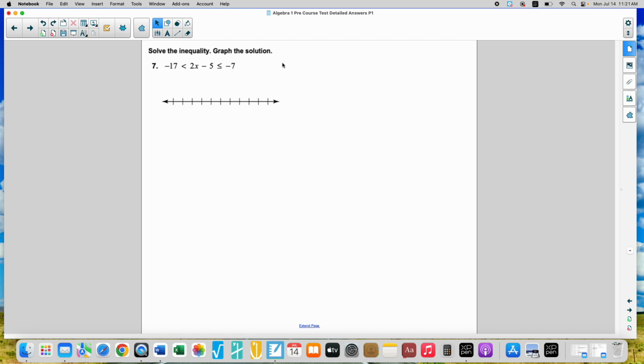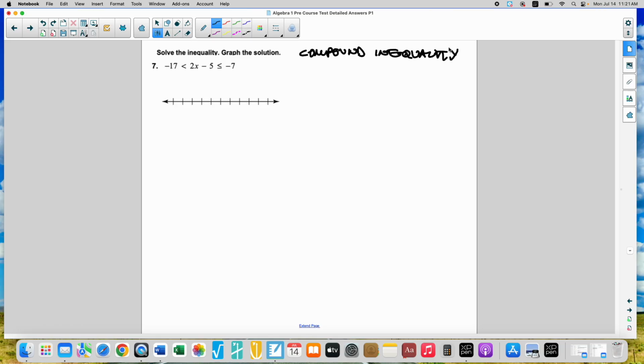Okay, so this is a compound inequality. And these are less than, so it's going to be an and. So we have negative 17 is less than 2x minus 5. Let's put this over here. And 2x minus 5 is less than or equal to negative 7.